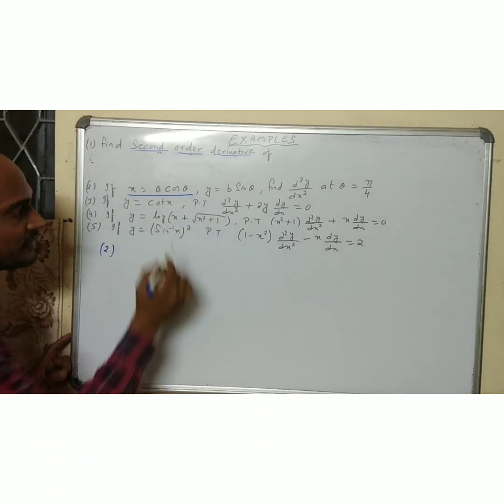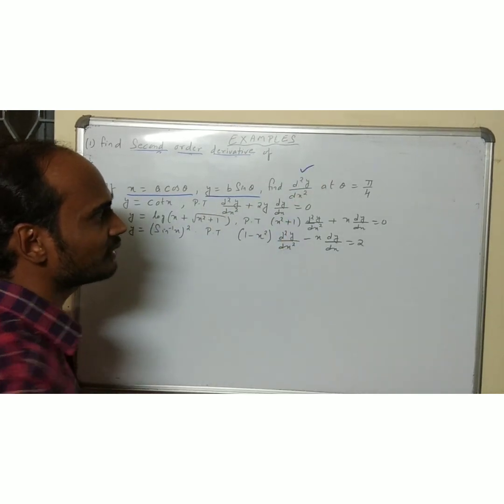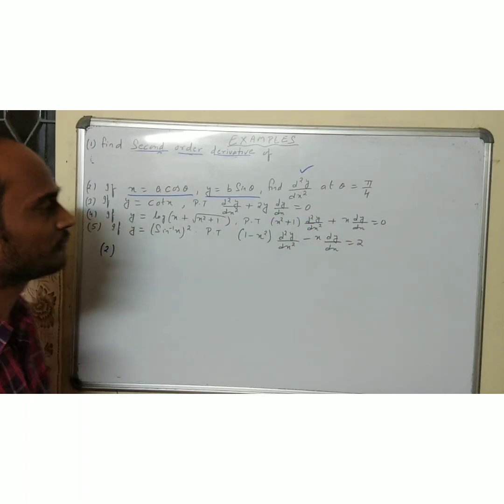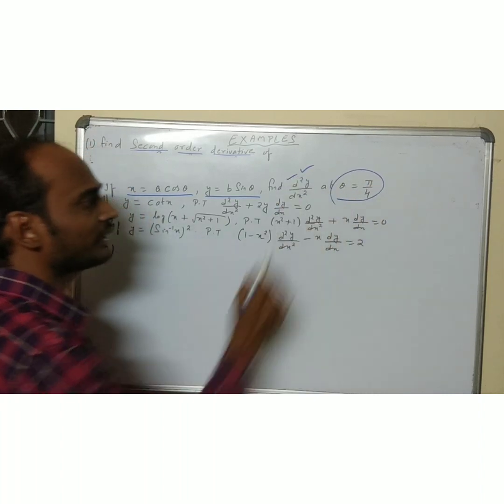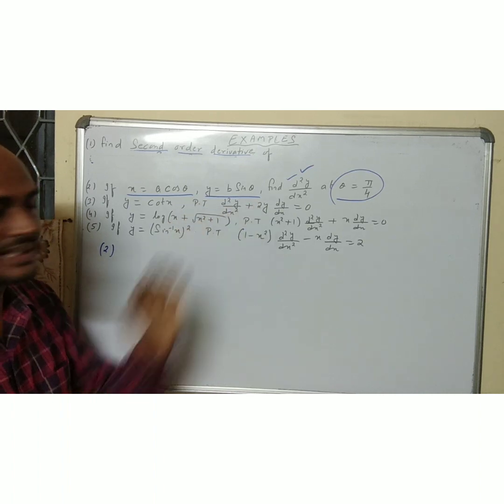It is given x equals a cos theta, y equals b sin theta. We have to find d2y by dx2 at theta equals pi by 4. That is the later part. First we need to find d2y by dx2, that means the second order derivative of y with respect to x.